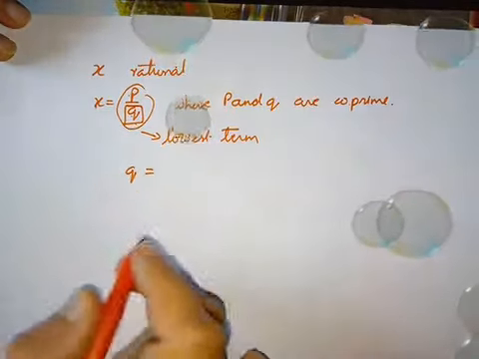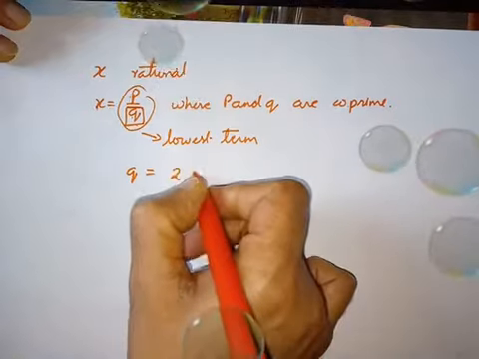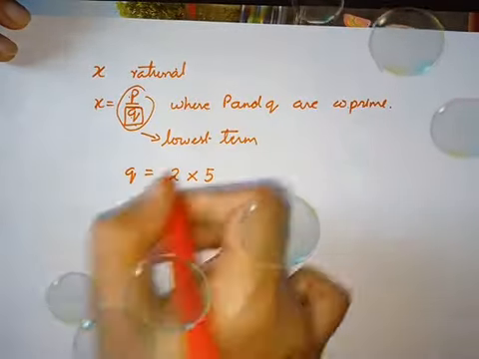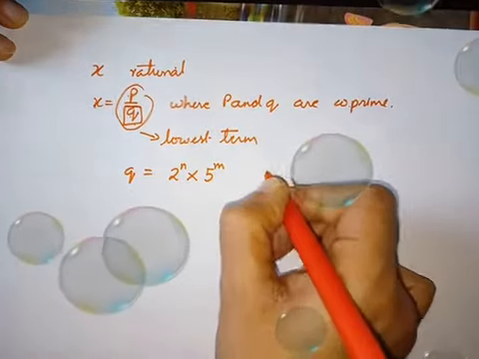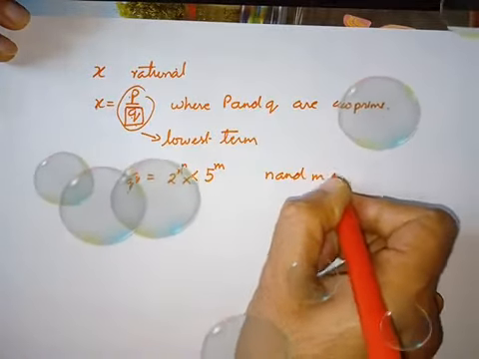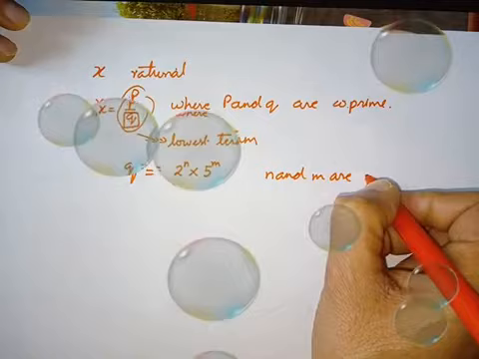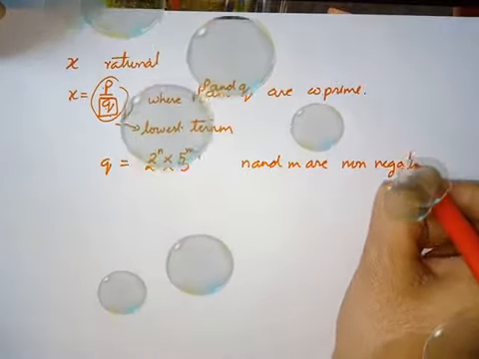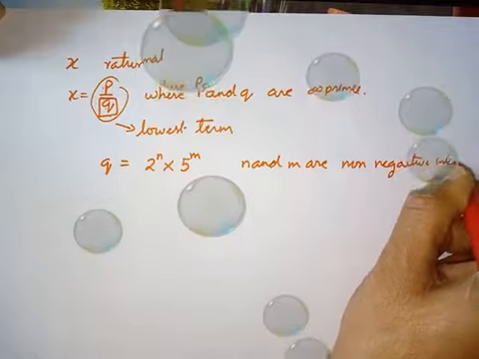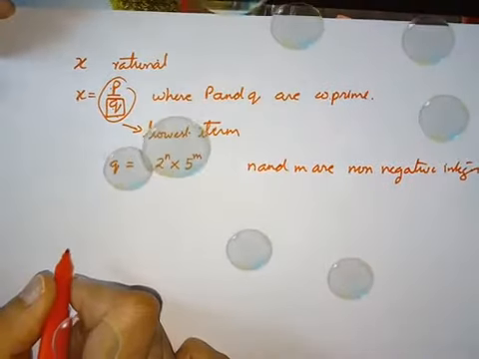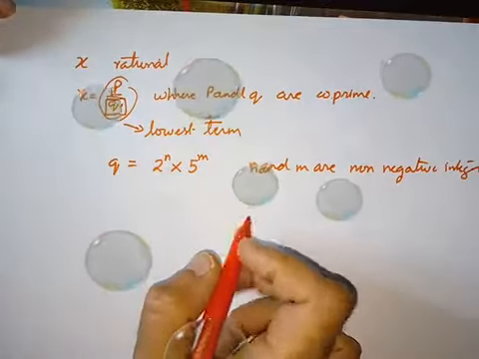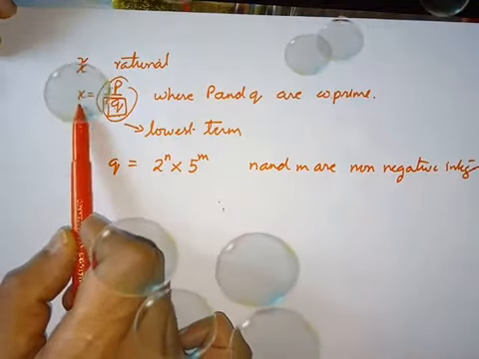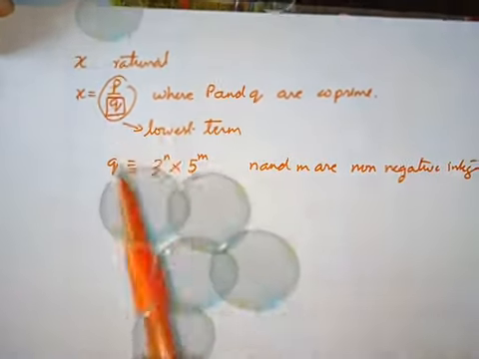If the prime factorization of q only has 2 and 5 in its prime factorization, to the power n or m, where n and m are non-negative integers, then we can say the decimal representation of this rational number will be terminating.